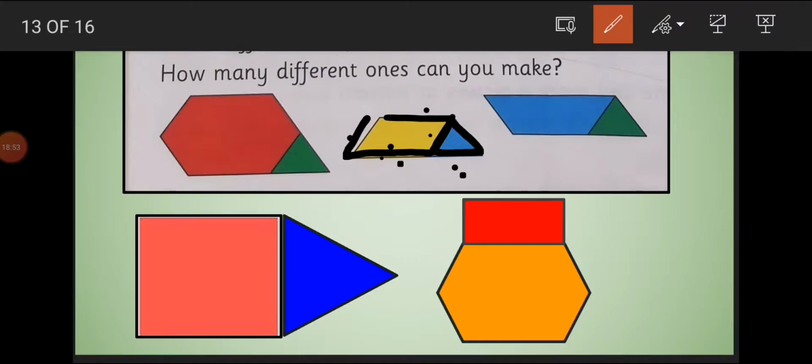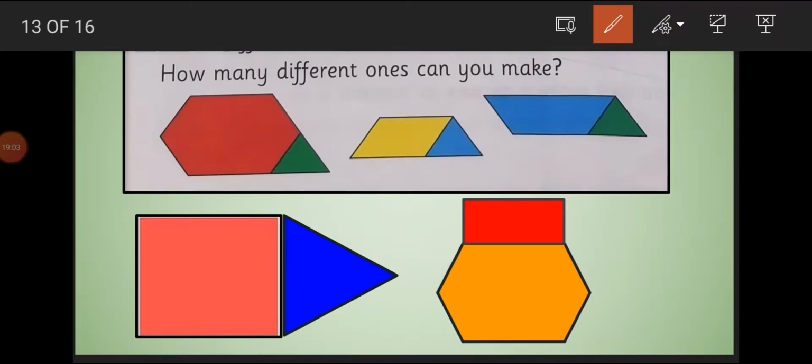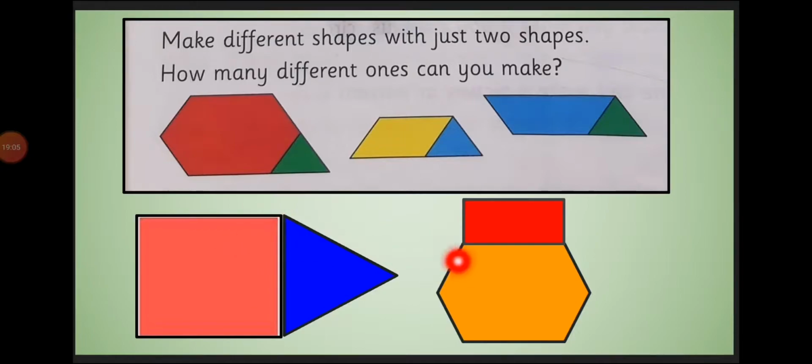Now look at this one. It's an irregular shape. And look at this one. This is a triangle. So with the help of 2 shapes, we make a pattern here. You can make many patterns. Let me show you. I made 2 patterns here.